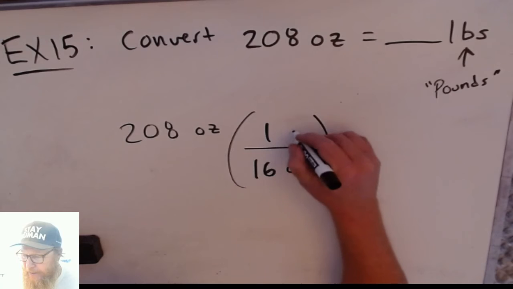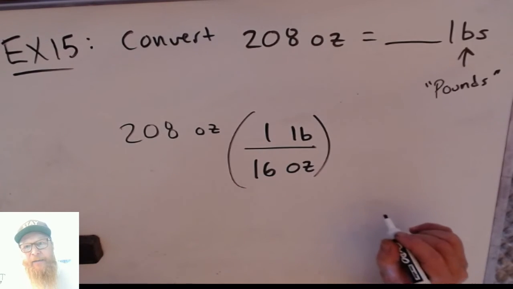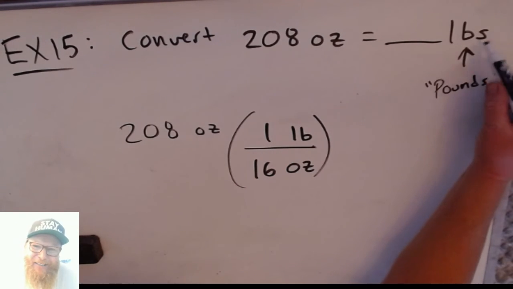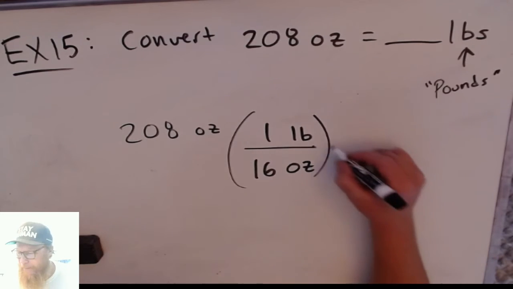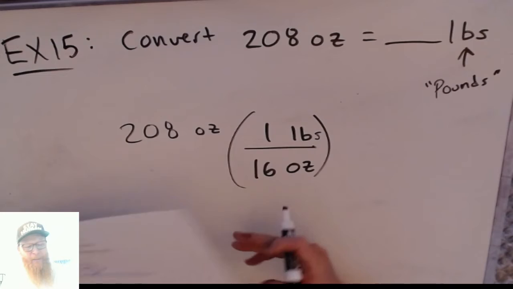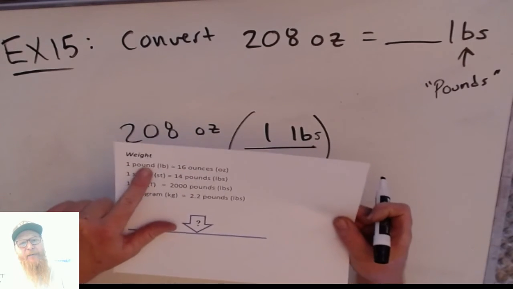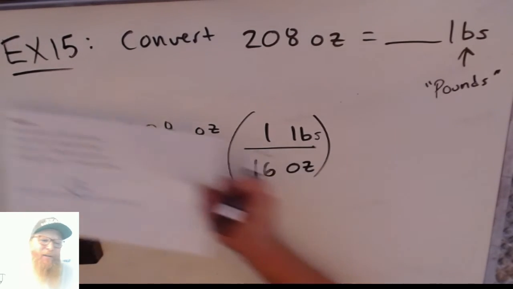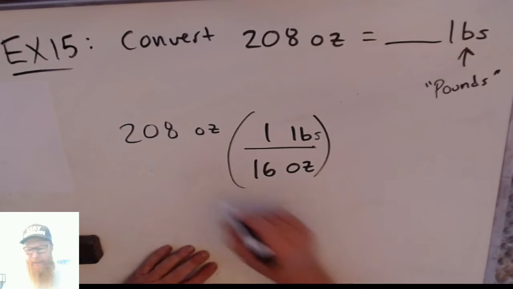16 ounces, 1 lb. Yeah, or you could say lbs, I guess. It looks silly, but I'm going to put it anyway. 1 pound. And so you get 1 pound is 16 ounces. That's one that a lot of folks memorize.